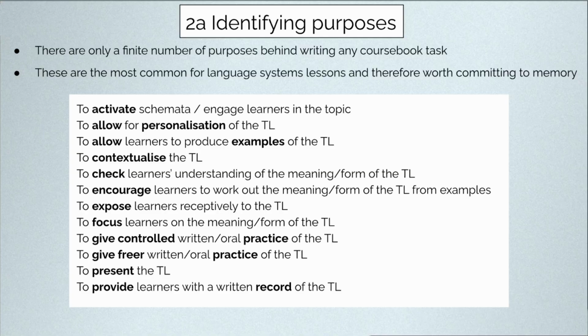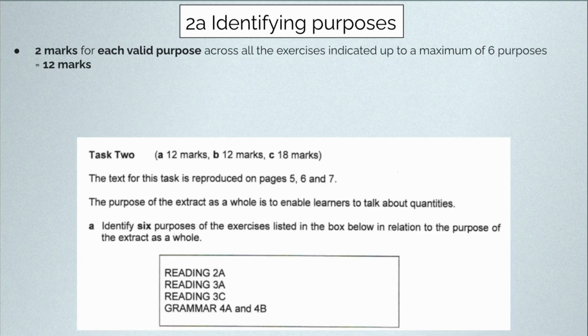It's also worth noting that Paper 2 Task 2 is not an exercise in memorization, and you need to spend no small amount of time analysing the exercise. However, having these in the back of your mind when you do is certainly not a bad idea. In terms of the marking for 2A, 2 marks for each valid purpose across all the exercises indicated, up to a maximum of 6 purposes, getting you your 12 marks. Only write 6 purposes because only the first 6 will be marked. There's no point in writing more.